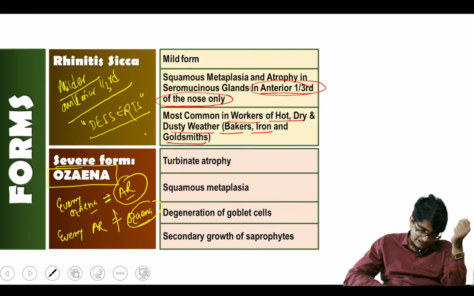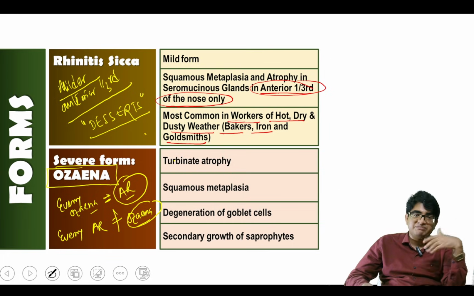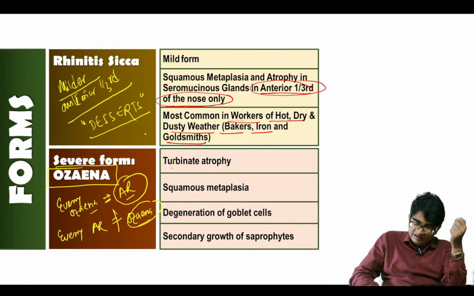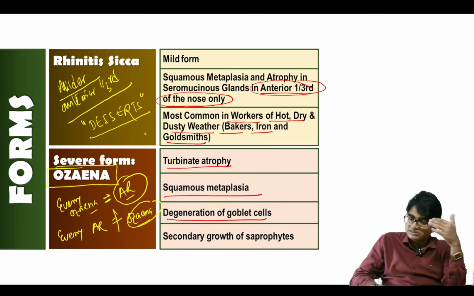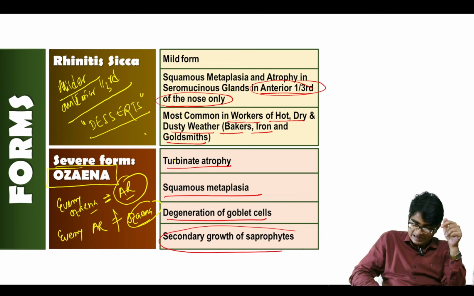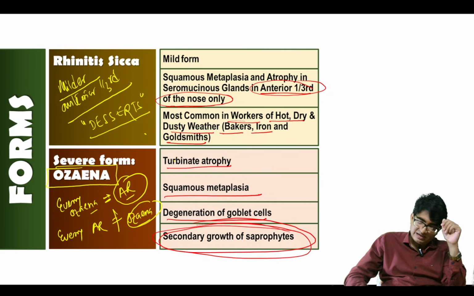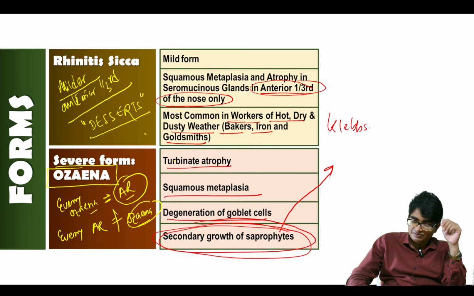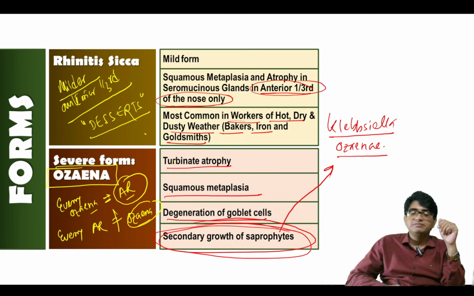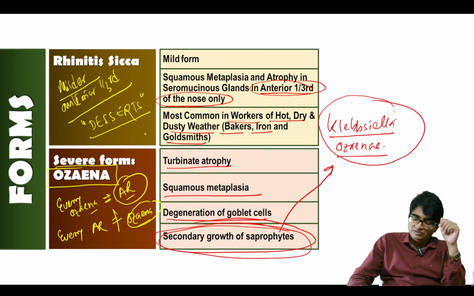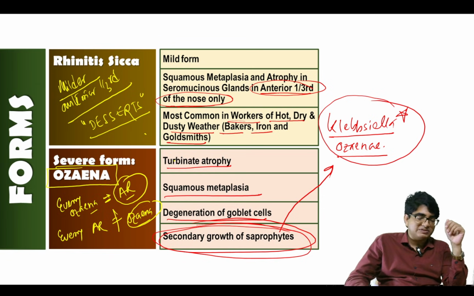So what happens in ozena? What is the difference from the milder form? Again, here occurs turbinate atrophy, squamous metaplasia, degeneration of goblet cells. These are the same, but yes, there is secondary growth of saprophytes. This is the thing which complicates the disease, and the most common saprophytic infection involved is Klebsiella ozaenae, correct? Klebsiella ozaenae. You have to remember this.